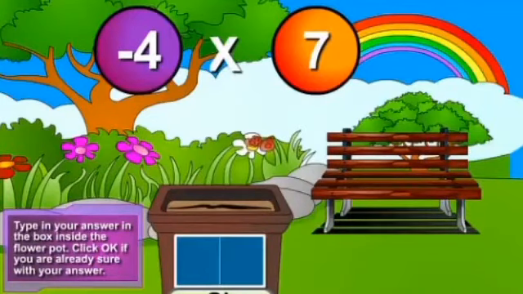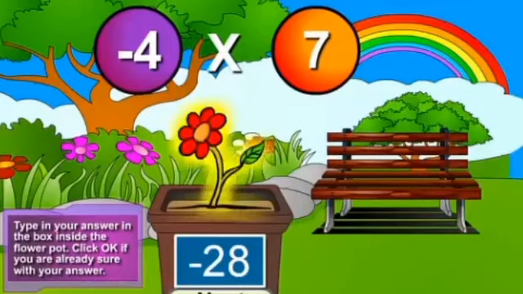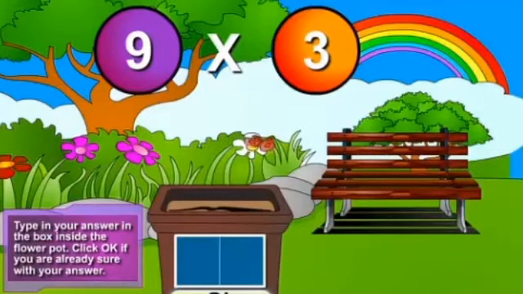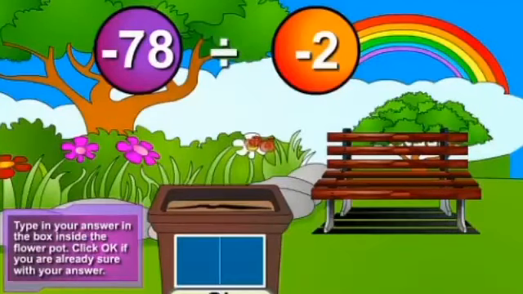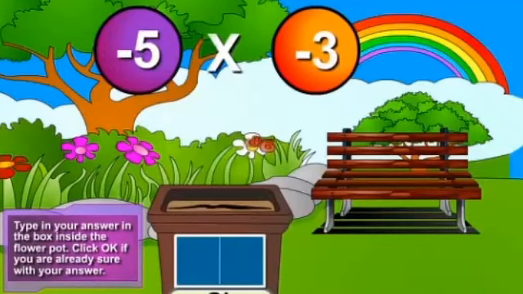Negative 4 times positive 7. What's your answer? Negative 28. Is it correct? Very good. 9 times 3. Is it positive 27? Good job. Negative 78 divided by negative 2. What's your answer? Negative 78 divided by negative 2 equals positive 39. Good job. Negative 5 times negative 3. Is it positive 15? Correct.